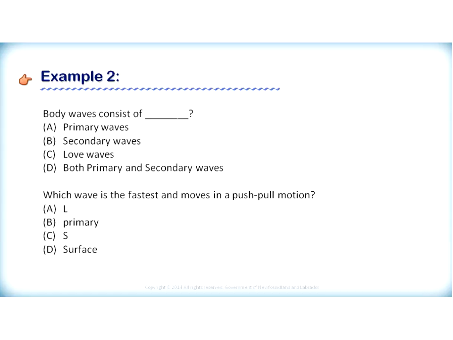Let's look at example number 2. First question reads, body waves consist of, do they consist of primary waves? Yes. Do they consist of secondary waves? Yes. Do they consist of Love waves? No. So therefore, they consist of both primary and secondary waves. So the answer to this question will be D. Body waves consist of both primary and secondary waves.